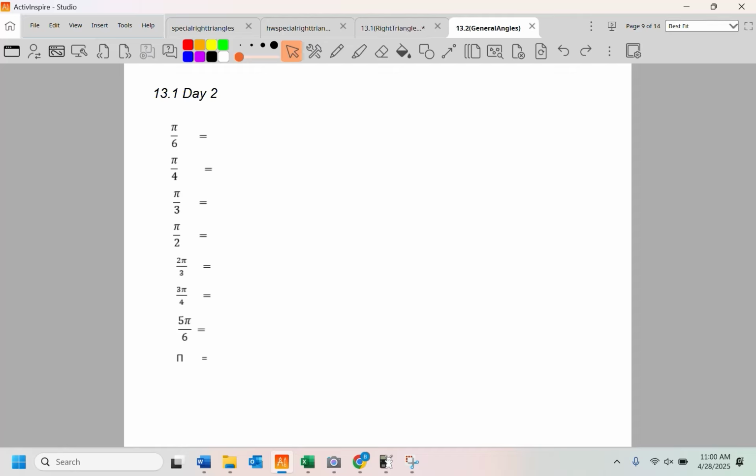This is 13, day 2, general angles. Most of you guys should actually have all of these useful ones. The first thing on your notes is just what's pi over 6 in degrees. It's 30 degrees, 45 degrees, 60 degrees, pi over 2 being 90. They hinge on knowing that pi is 180, and then you just split it.